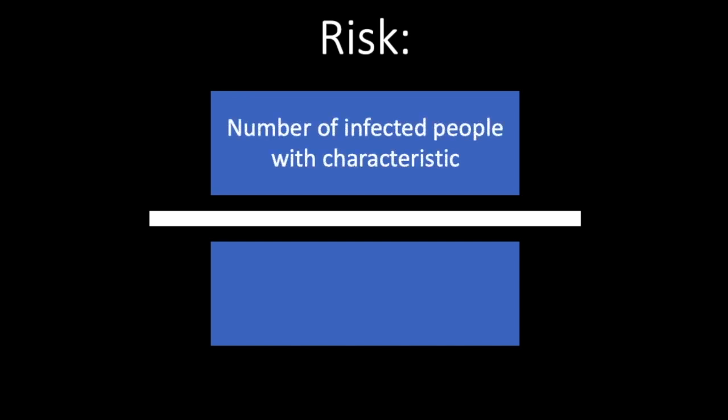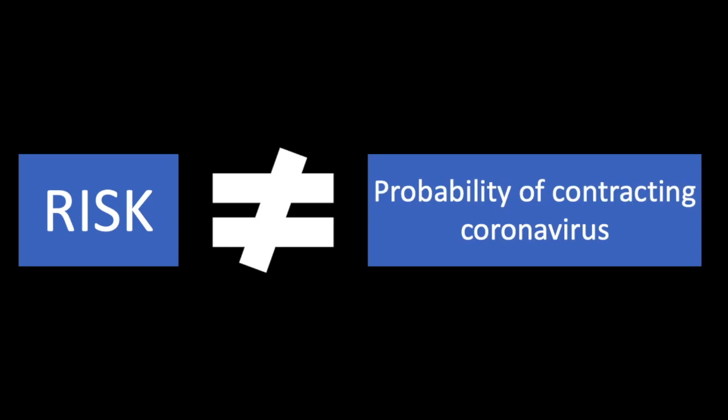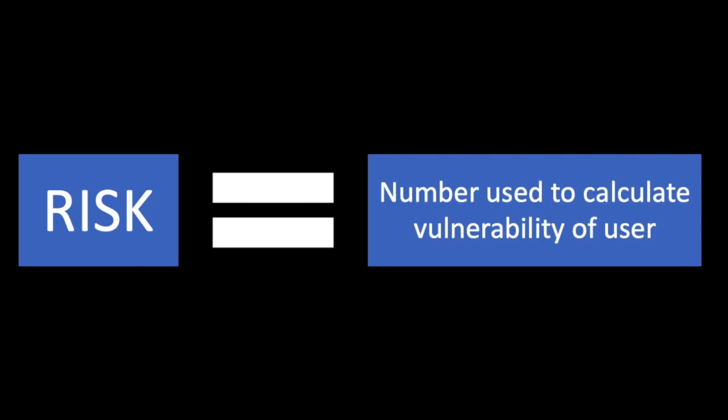For the purposes of our web tool, risk is defined as the proportion of infected people who share one or more of the characteristics of the user out of the population of all people who share these characteristics. Risk is not the probability that the user will contract coronavirus. It's an informational number that we use to calculate the user's level of vulnerability based on his or her characteristics.